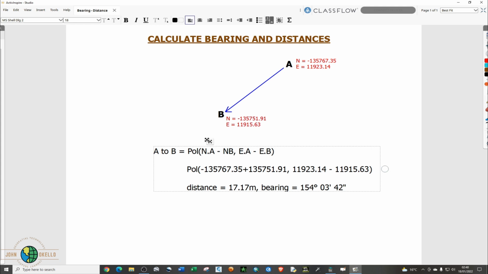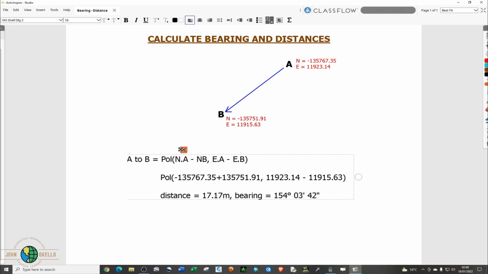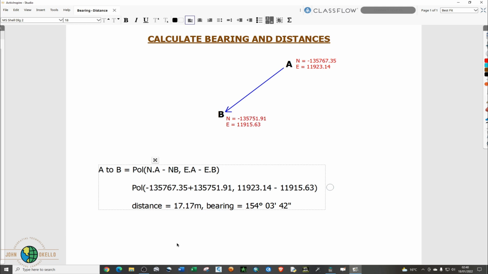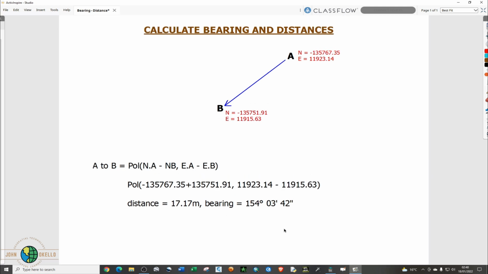So guys, that's how you calculate the distance and bearing between points that have known coordinates manually using a calculator.